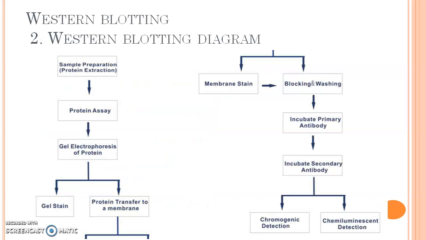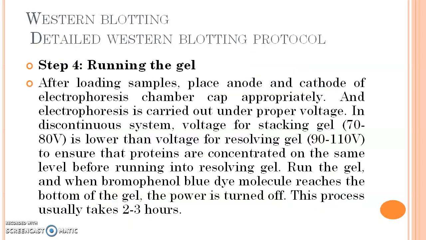Just to recap the Western blotting diagram, it includes sample preparation, that is protein extraction, followed by protein assay, running it through gel electrophoresis, staining the gel, transferring protein to the membrane, either nitrocellulose or PVDF, then staining, then blocking, washing, incubating with primary antibody, incubating with secondary antibody, and the detection under chromogenic detection and chemiluminescent detection. So step 4 is running the gel.